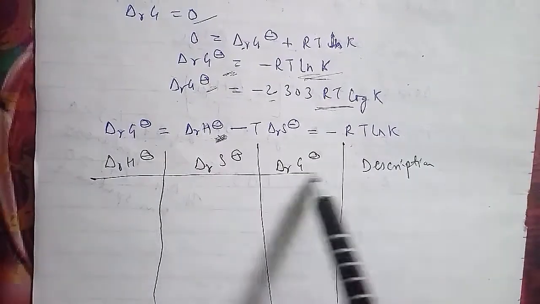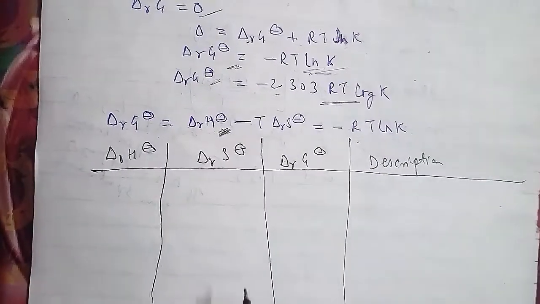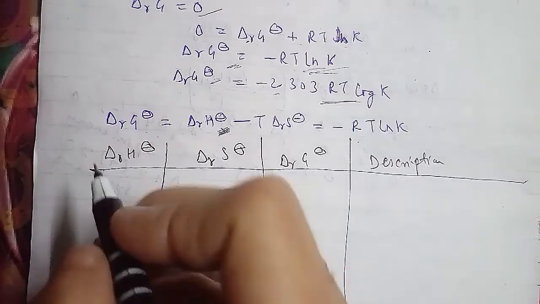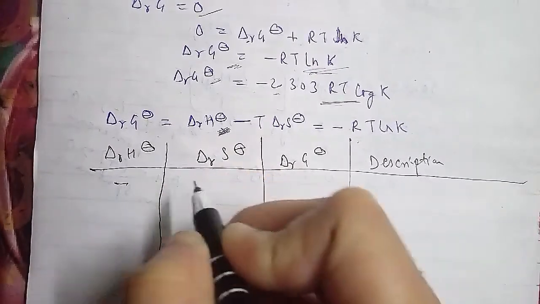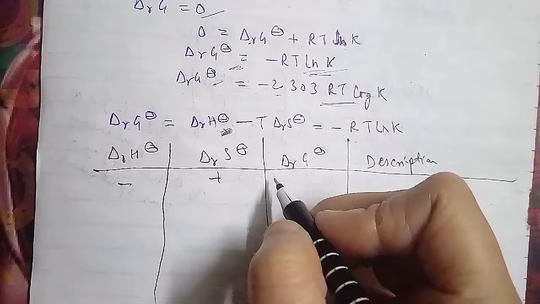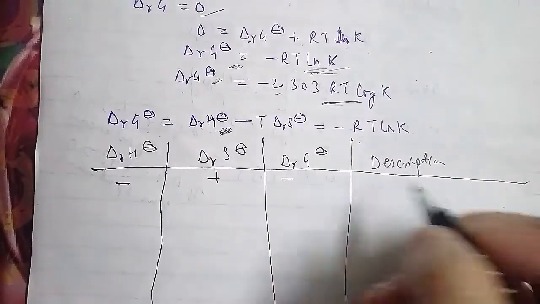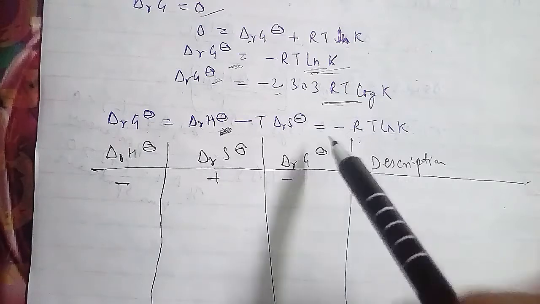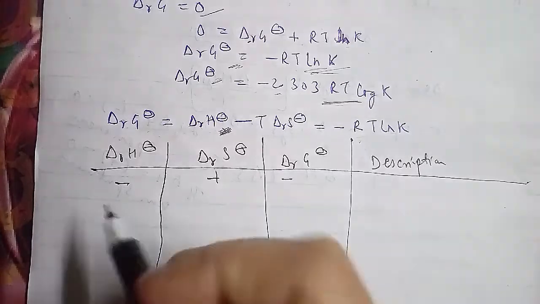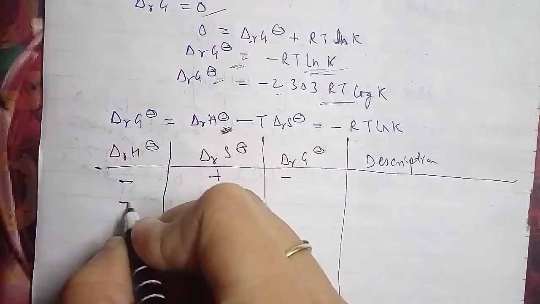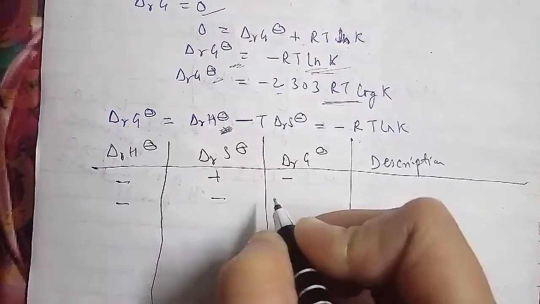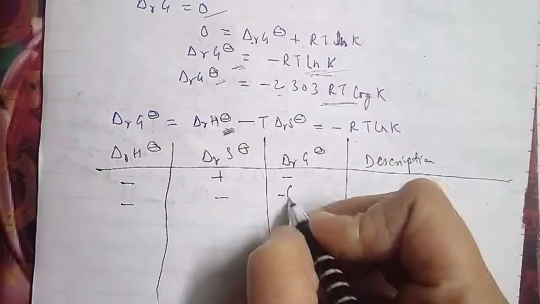If ΔrH is negative and ΔrS is positive, then ΔrG is also negative. So the reaction is spontaneous at all temperatures. If ΔrH is negative and ΔrS is negative, then ΔrG is negative only at a low temperature, and the reaction is spontaneous at a low temperature.